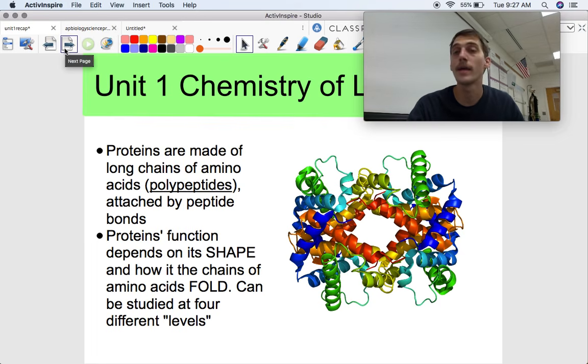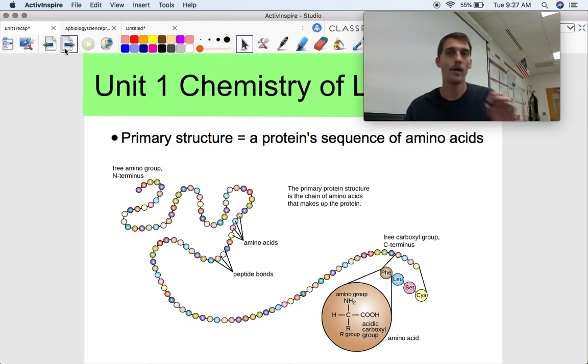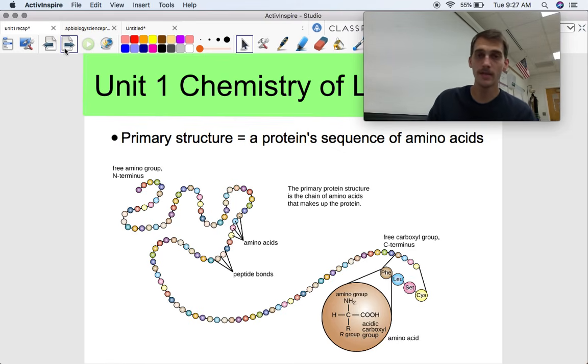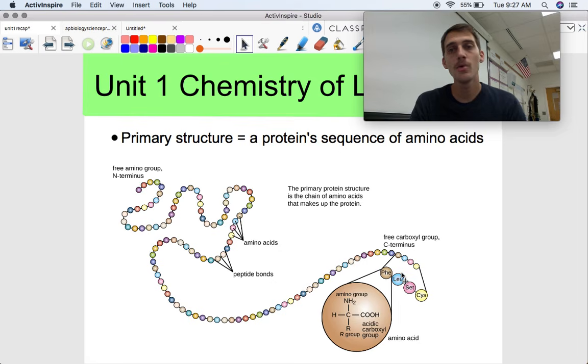And we're going to look at so many types of proteins in this class. Okay, so if we're studying the primary structure of a protein, we are simply looking at a protein sequence of amino acids. All right, so if you see a picture of a protein where it looks like this chain of amino acids, you are studying its primary structure. All right, so you can see this phenylalanine, leucine, serine, cysteine.